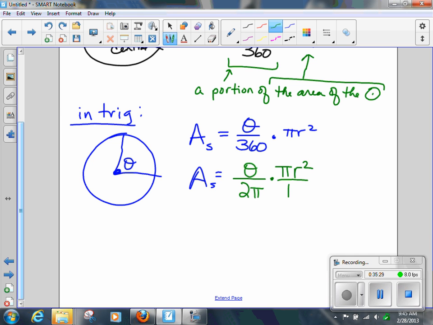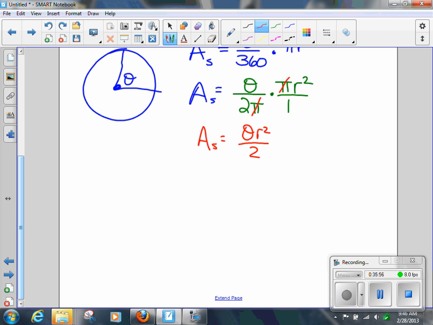Now I want you to look at that very carefully. Is there anything I can cancel out? Because y'all know I love to cancel out. I can cancel out my pi's. Anything else? Can I rewrite this? Theta r squared divided by 2. That could be a version of the area of a sector formula, or how about this? 1/2 theta r squared. Can we live with that? You can use either one.